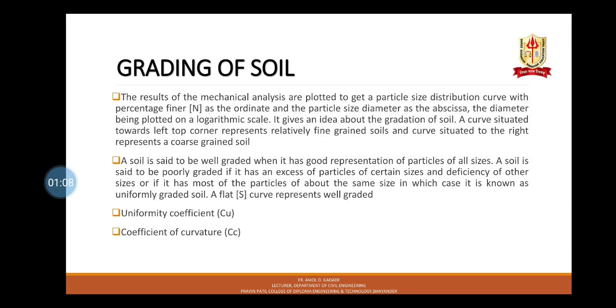So here we need to find out two major coefficients, that is uniformity coefficient Cu and coefficient of curvature. The uniformity of soil is expressed quantitatively by a term known as uniformity coefficient, which is given by Cu = D60 upon D10, where D60 is the particle size such that 60% of the soil is finer than this size, and D10 is the particle size such that 10% of the soil is finer than this size.